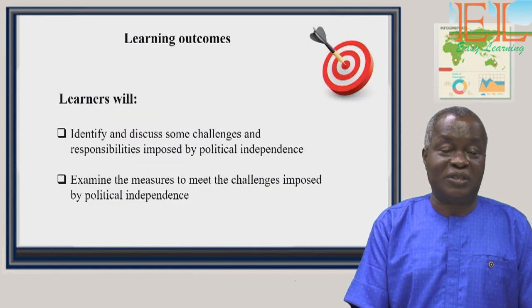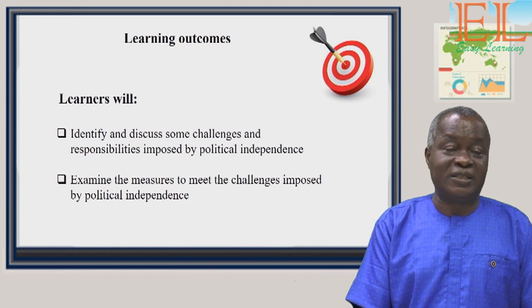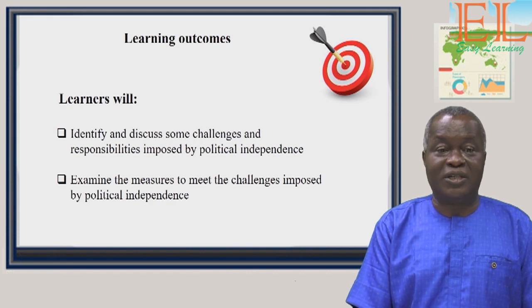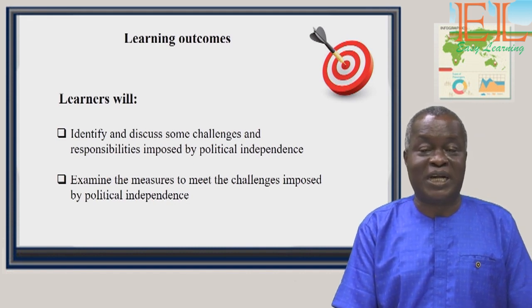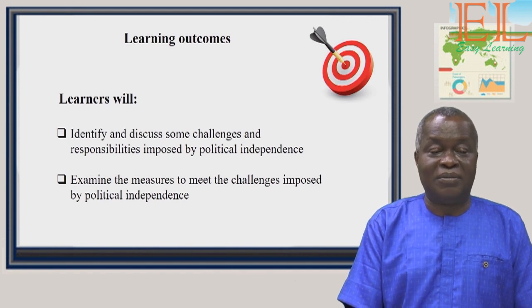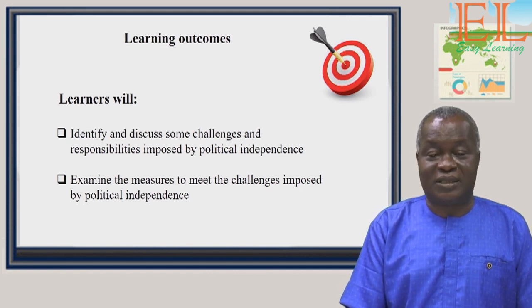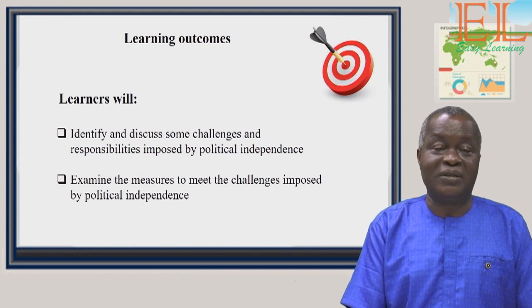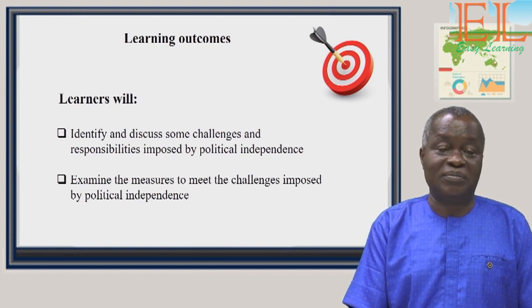Learning outcomes. In this lesson, learners will, one, identify and discuss some challenges and responsibilities imposed by political independence. Secondly, examine the measures to meet the challenges imposed by political independence.